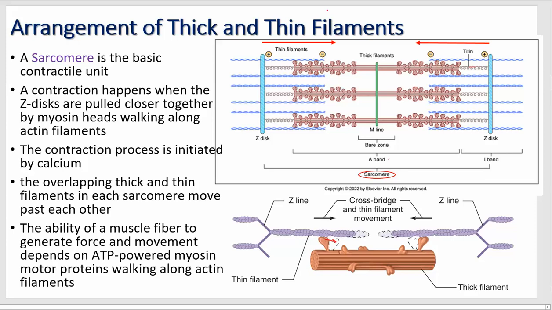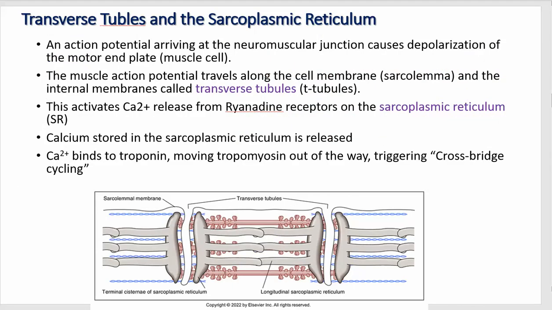The ability of a muscle fiber to generate force and movement depends on ATP-powered myosin motor proteins. These motor proteins aren't walking just out of the goodness and kindness of their heart. They do it because they are powered by ATP. ATP is the source of energy for those myosin motor proteins to move. And of course, that's why walking gets us tired, because it burns ATP, and then we need glucose and oxygen to continue to make more ATP and regenerate it. So that's why we get tired when we run or even walk.